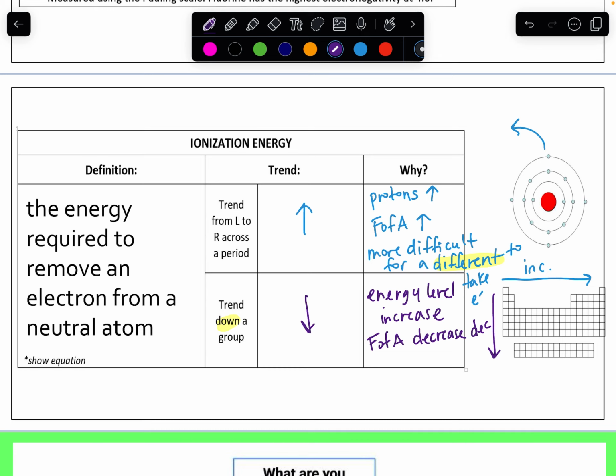If you have snacks and they're real close to you in your lap and you're holding on to them tight, somebody's got to really pull hard to take away your snacks. But if you've got them sitting across the room, it's real easy for somebody else to come and take those snacks from you. So that's kind of the same idea as ionization energy.